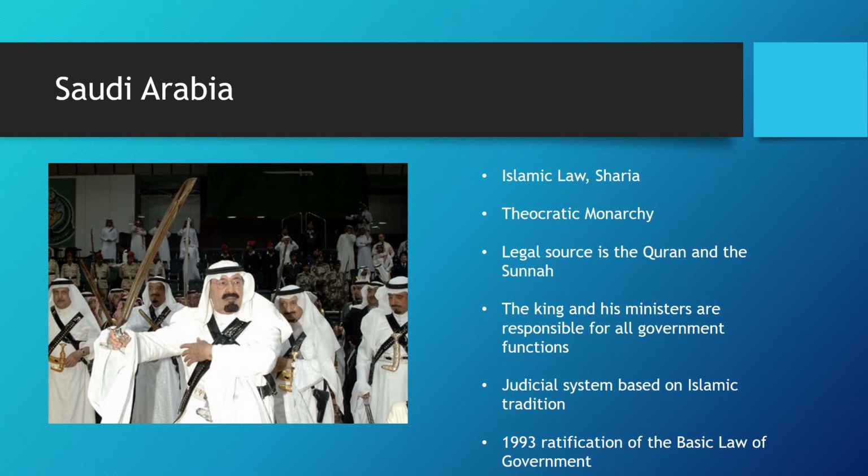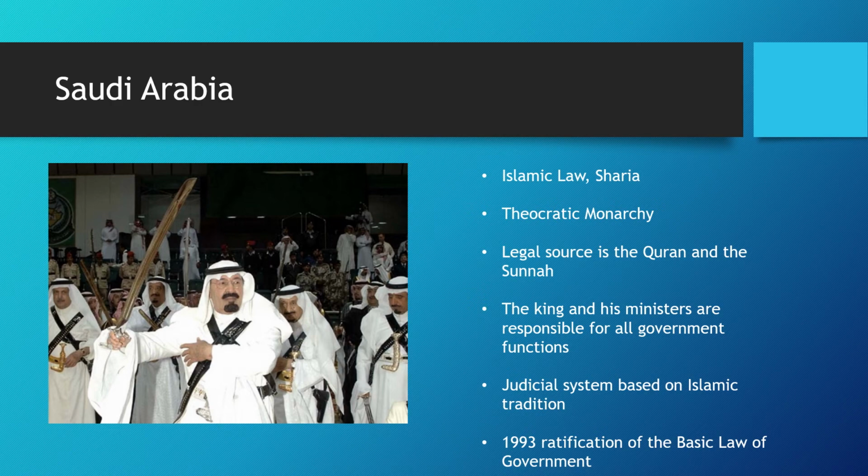Even to this day, they're a theocratic monarchy, which means their religion is 100% above everything else. And they have a king who, just like a king of the olden times, is the head of the state, the head of everything. The legal sources are not prior judges' decisions. They don't use an extensive penal code or modern written laws. Their legal sources are the Quran and the Sunnah.